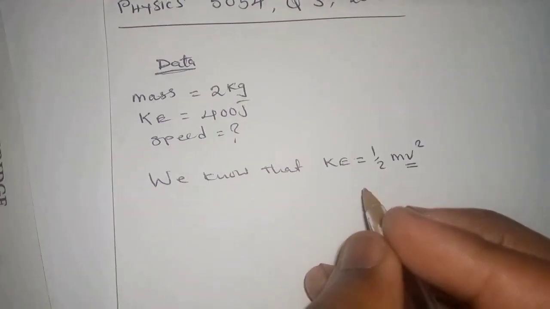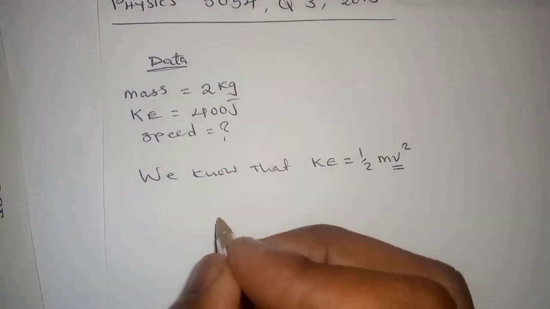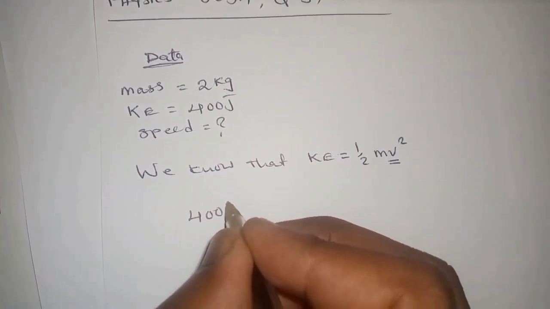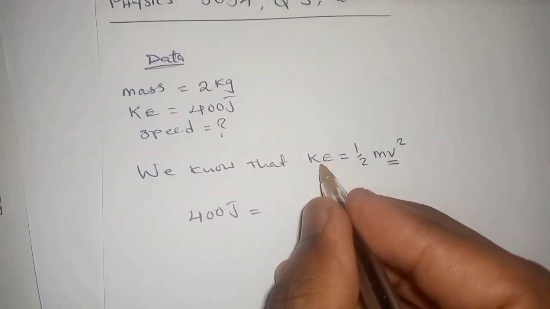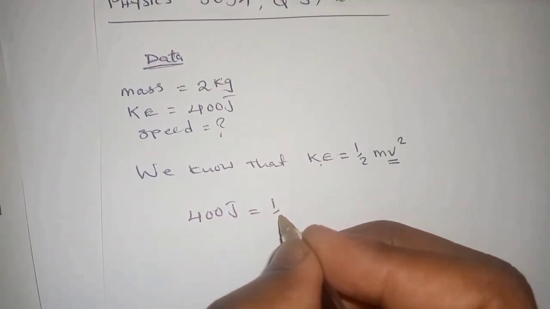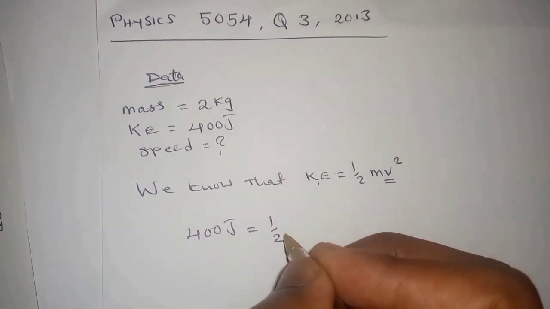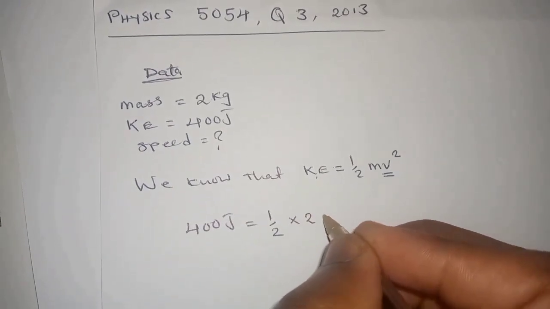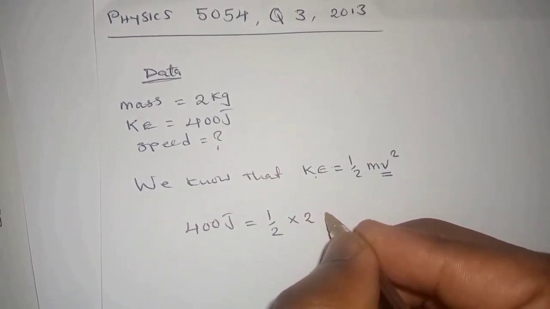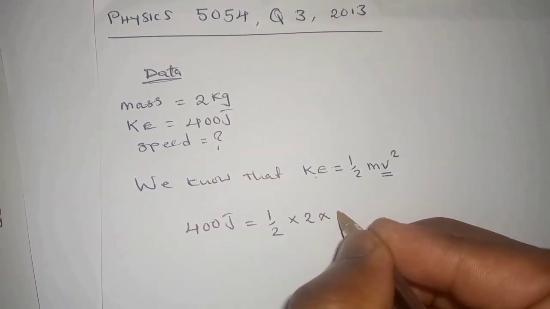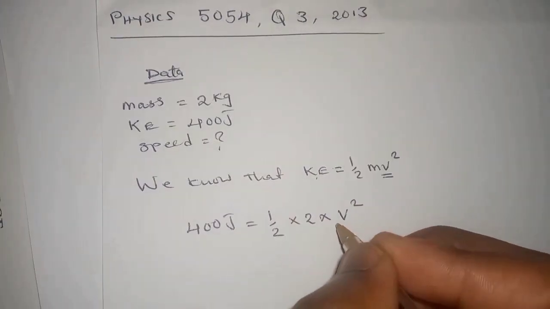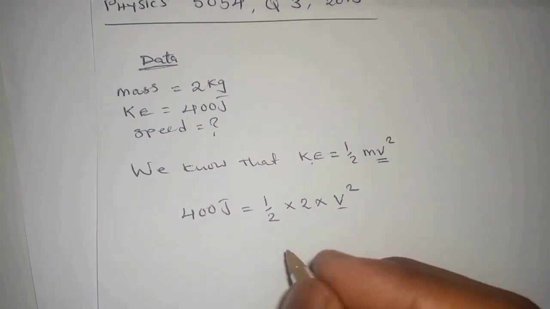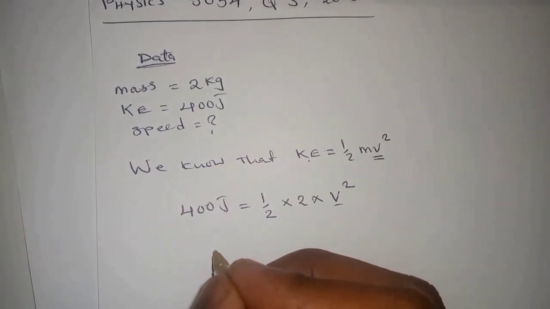So let's move on. Let's replace kinetic energy with the 400 joules that we have been given. So we're going to say 400 joules will be equal to the half, this is kinetic energy of course, the half multiplied by the 2 kg that we've been given, and multiplied by v squared. So our velocity squared there. I'm trying by all means not to skip any step, just in case of any beginner who might be seeing this for the first time.